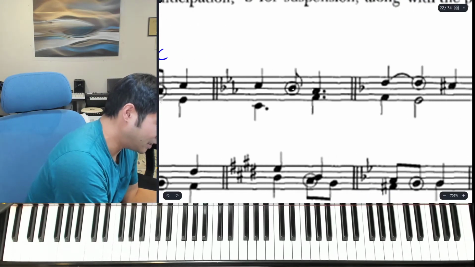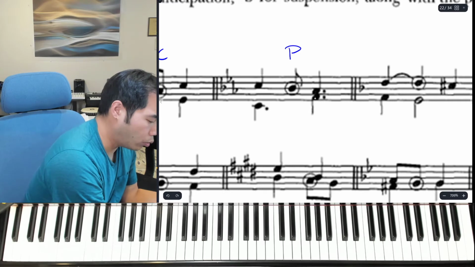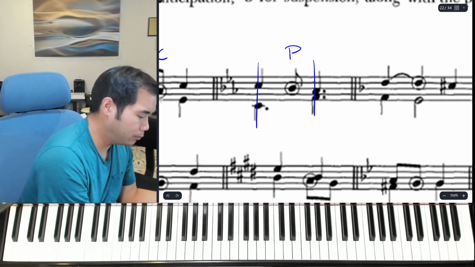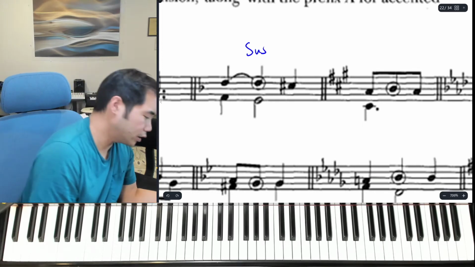Take a look at the next example here. We're going from C down to B flat down to A, definitely a passing tone. It's in between the chords, so it's not accented. Going to the next one, we're dealing with suspension, obviously. You could just write S or SUS for suspension.